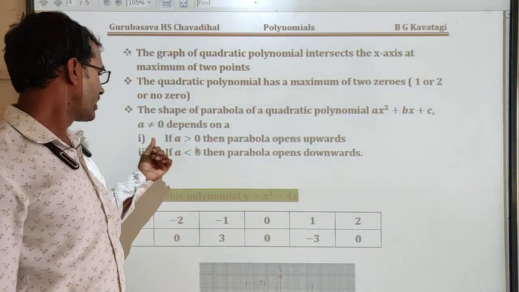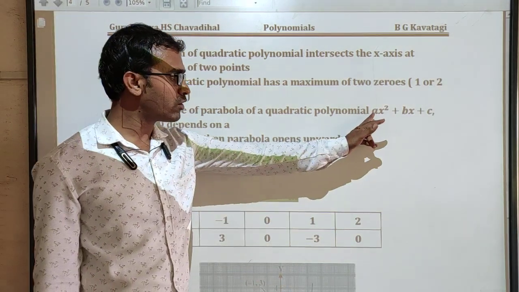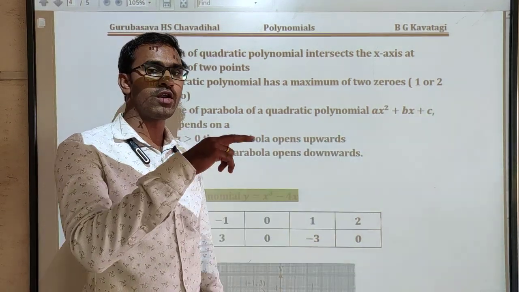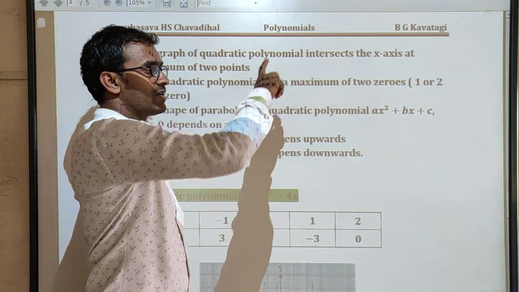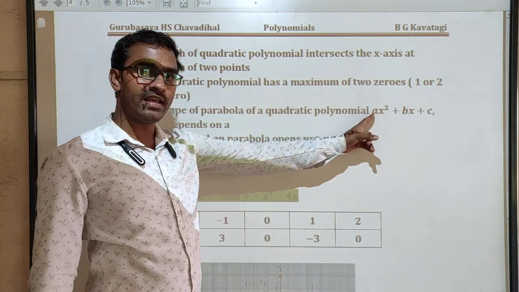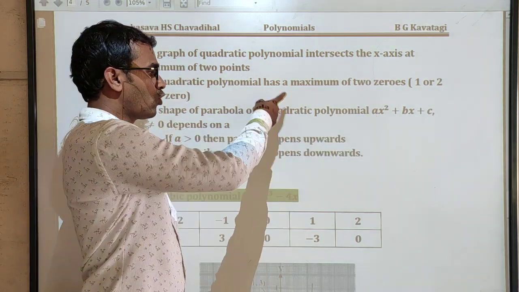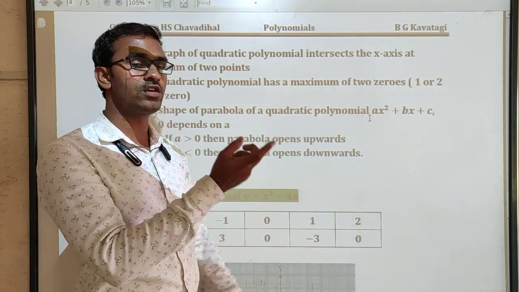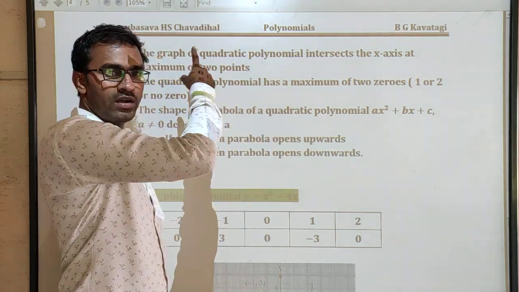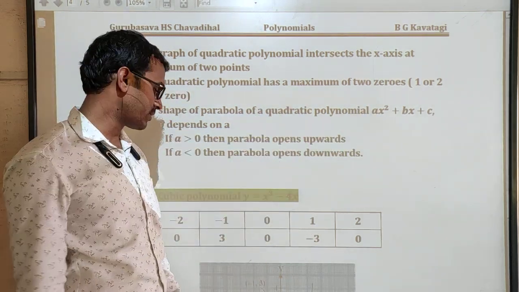Next one is the shape of the parabola of a quadratic polynomial ax square plus bx plus c. Here a is not equal to 0, and the shape depends upon a. If a is positive, the parabola opens upward, like this. If a is negative, means less than 0, the parabola opens downward. If a is greater than 0, the parabola opens upward, and if a is less than 0, the parabola opens downward.